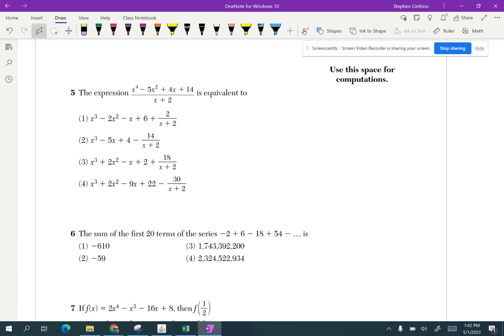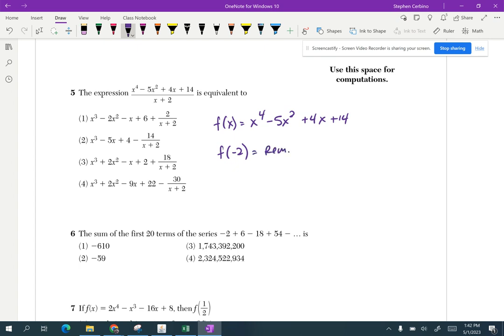Number 5, there are two ways of doing this question. The way that I'm hoping that you chose to do it, if you tried this on your own, was using the remainder theorem and knowing that when you divide by x plus 2, that tells you that whatever the function is, we'll just call this f. So if f of x is x to the fourth minus 5x squared plus 4x plus 14, the remainder is going to be f of negative 2 is going to equal the remainder.